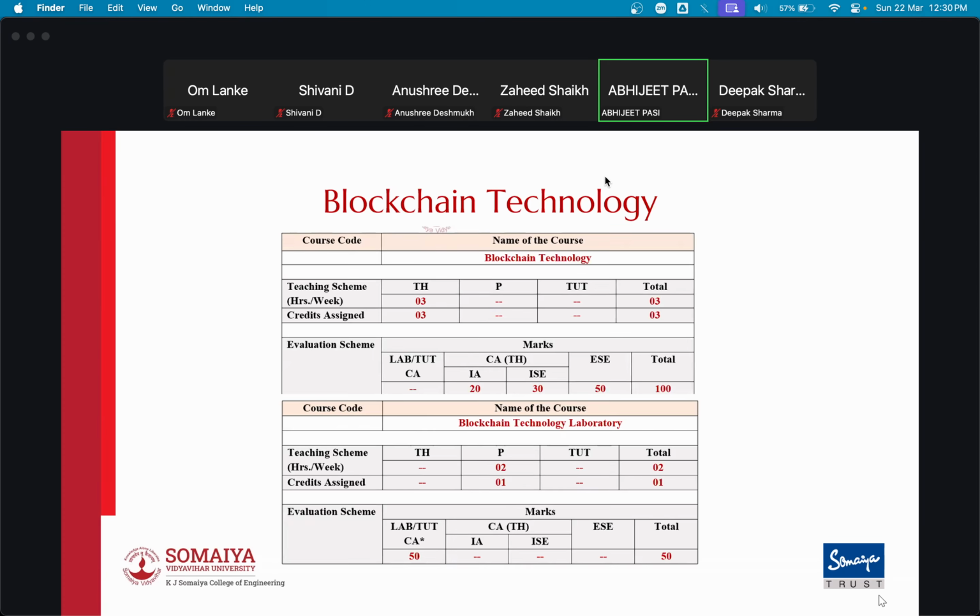This is the examination scheme that you will have: usual 3 hours of theory and 2 hours of practical. The normal IA will be of 20 marks, 30 marks of ISE, and 50 marks of ESE examination, which comprises 100 marks. Then you'll have a practical of 50 marks, that is lab, a tutorial, and continuous assessment basically.